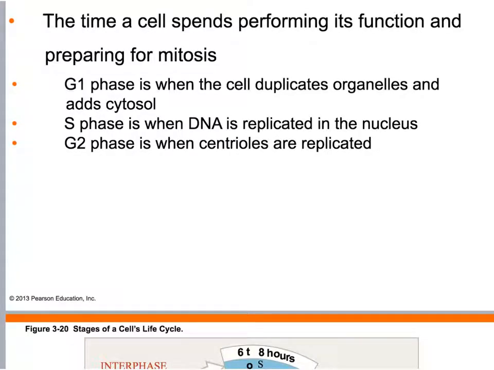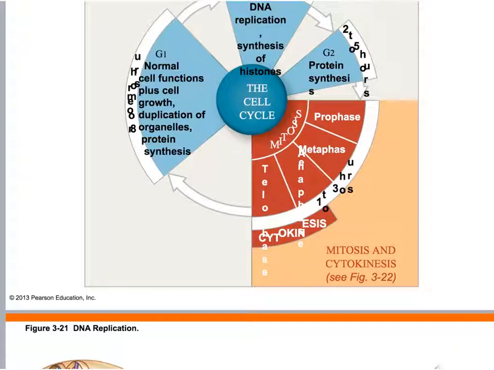Interphase is the time a cell spends performing its functions and preparing for mitosis. It has G1, that's the phase when the cell duplicates organelles and adds cytosol; S, when the DNA is replicated in the nucleus; and G2, when the centrioles are replicated. This shows you interphase, G0, G1, S, G2, then mitosis and cytokinesis.